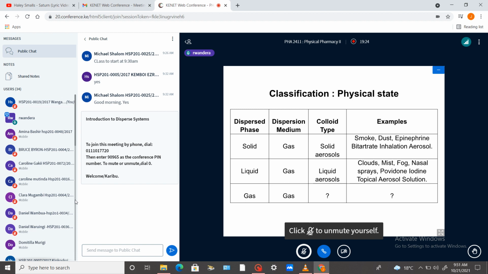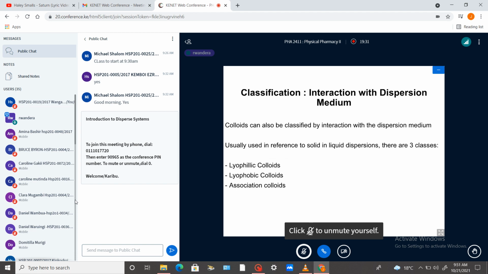So we can look at the other aspect of classification. So we have classification by physical state. We can also have classification by interaction with the dispersion medium, how the dispersed phase interacts with the dispersion medium. And in this case, we have three classes. We have lyophilic colloids, lyophobic colloids, and association colloids.